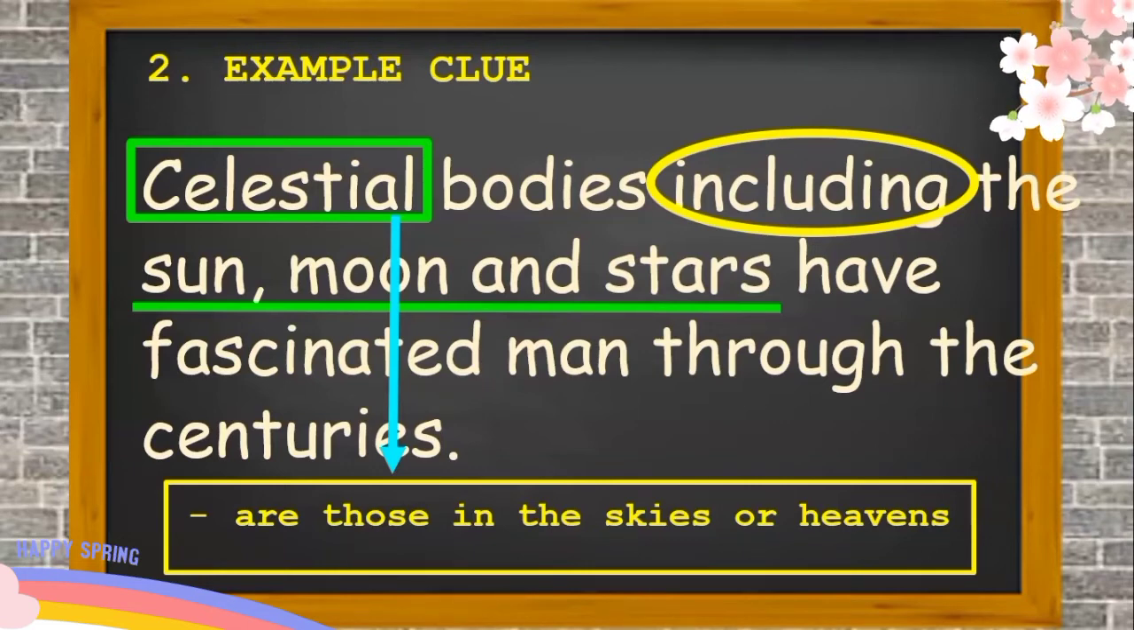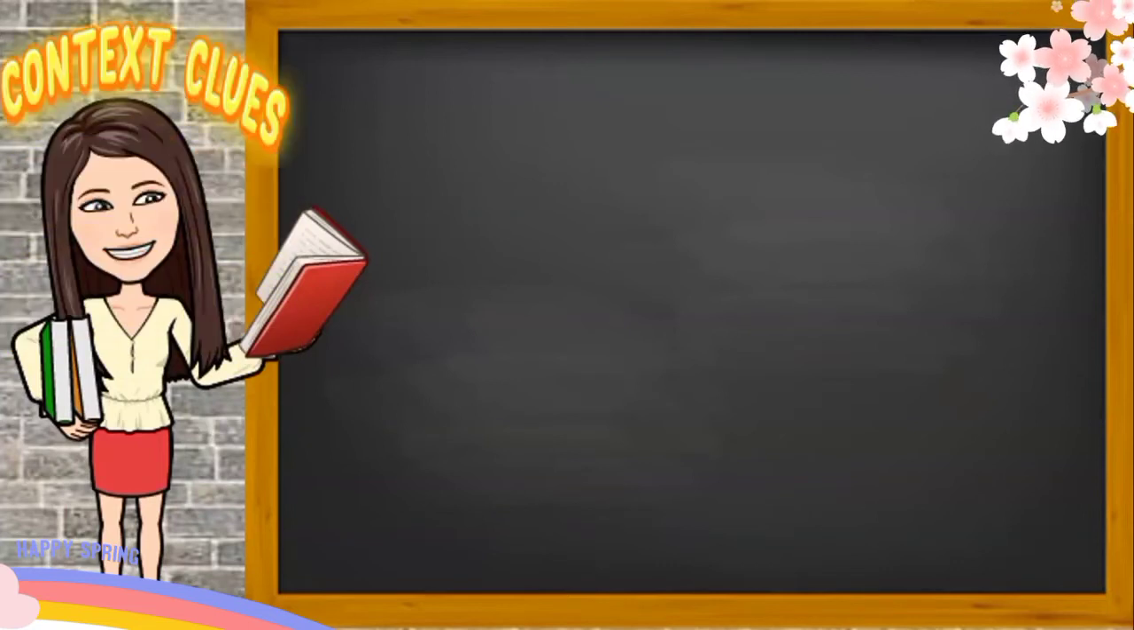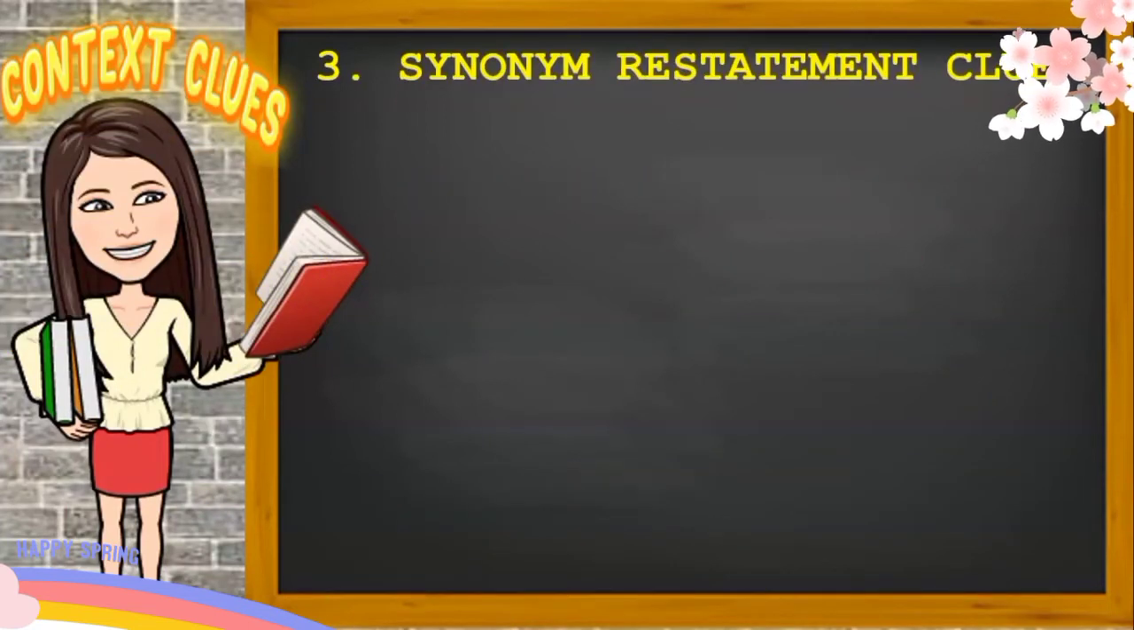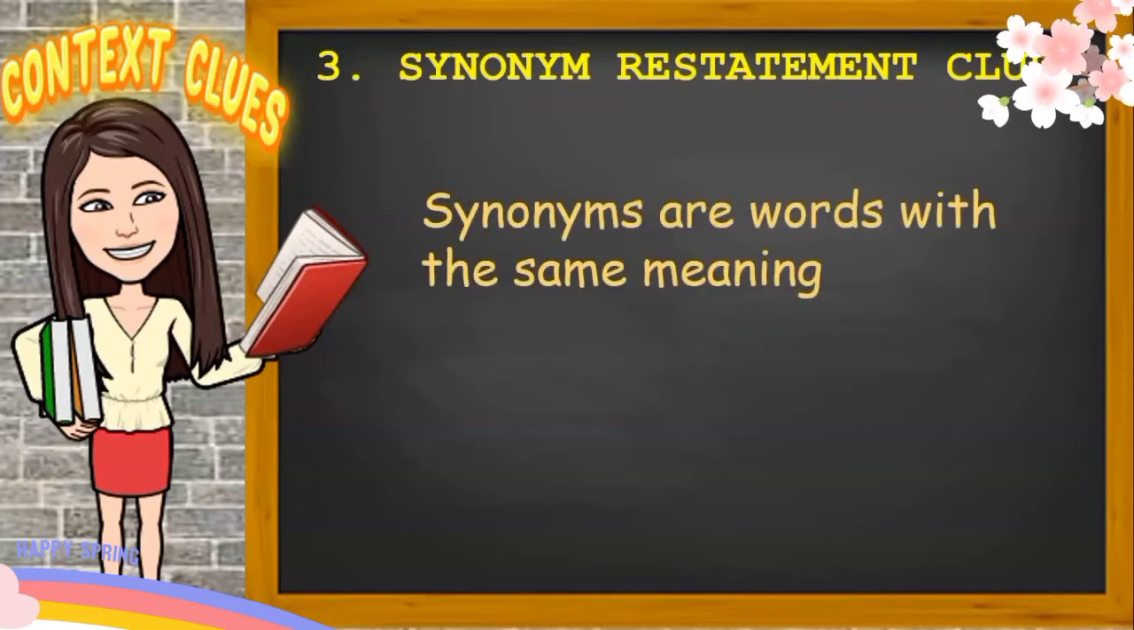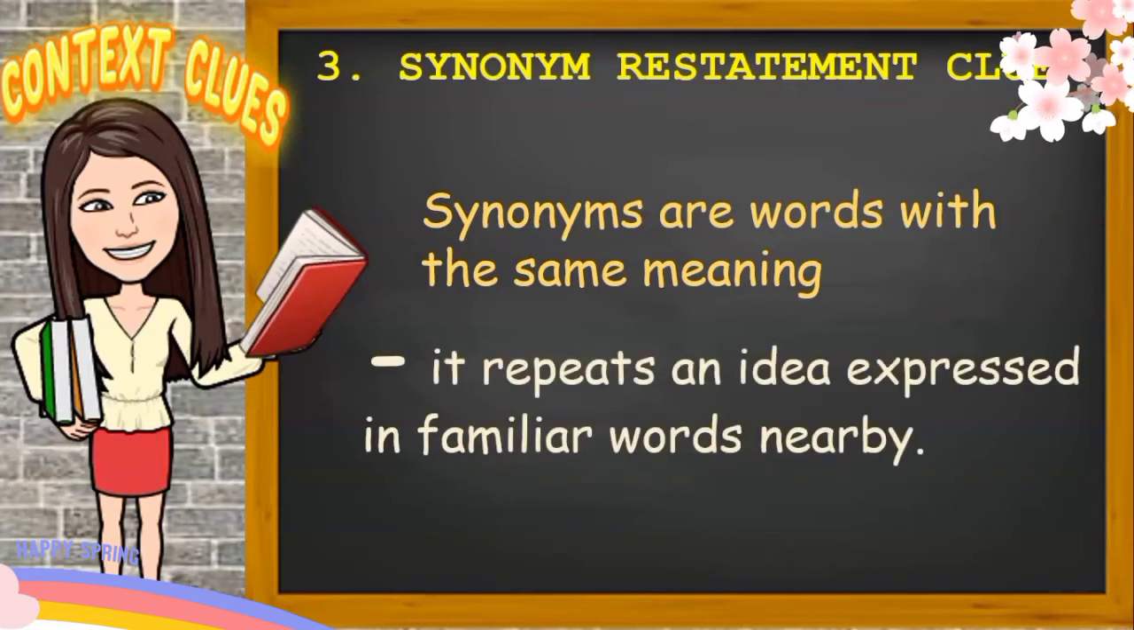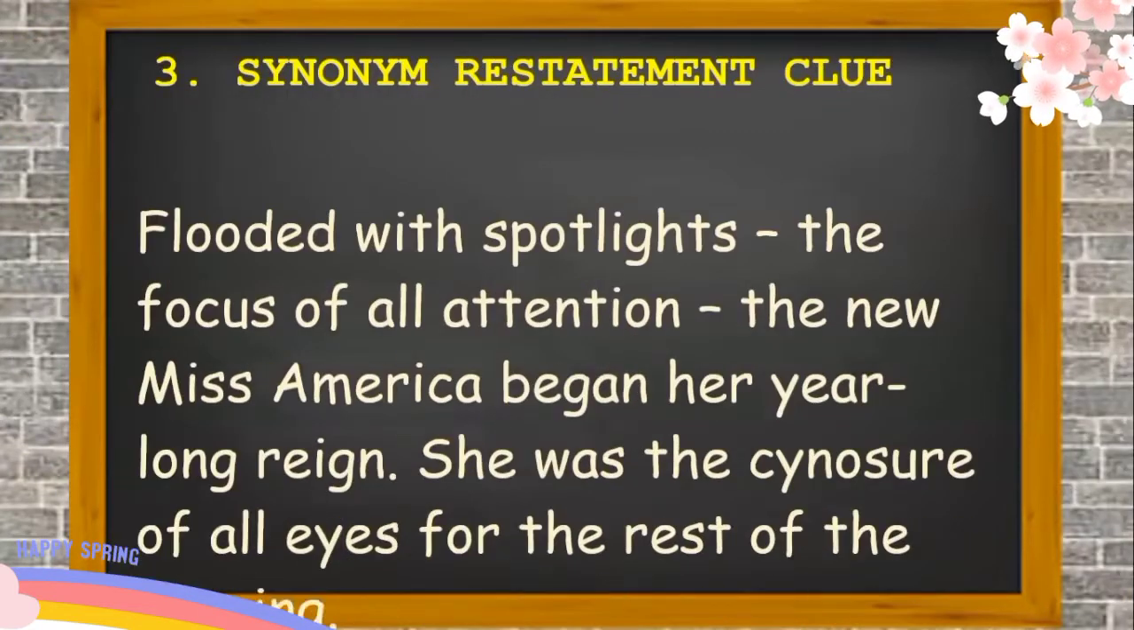Next type of context clue are synonym restatement clues. Well, we know that synonyms are those words with the same meaning. But this time, you need not look for the synonym in your thesaurus, because you as a reader may discover the meaning of that word, since the idea is expressed and repeated using familiar words nearby. Here's an example. The word is cynosure.